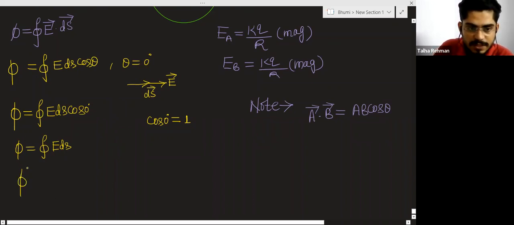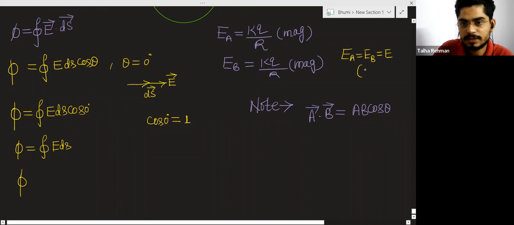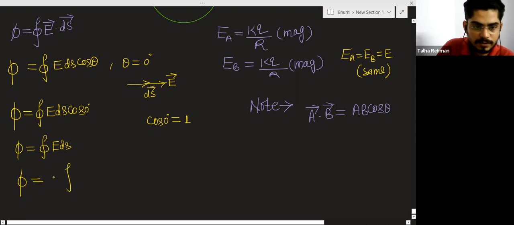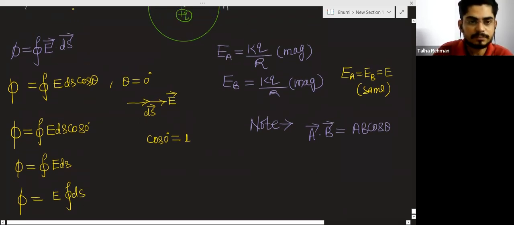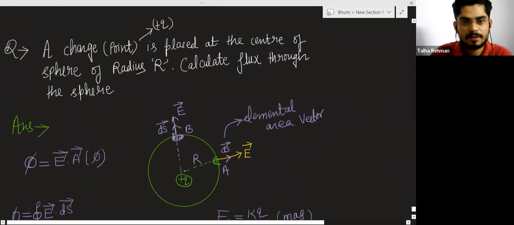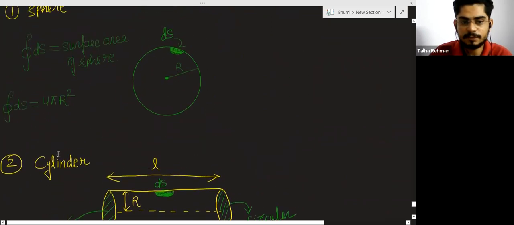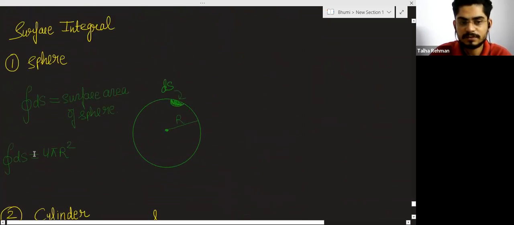Here the magnitude of the electric field is constant, so you can take E out of the integration. E can be written here, and this is ds, and this is phi. And what have I written for this term, for the sphere? See here, for the sphere I have written 4 pi r square, the surface area.